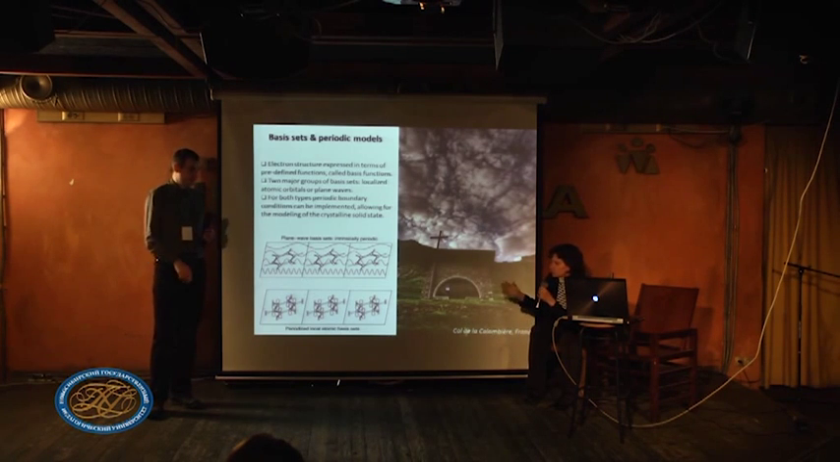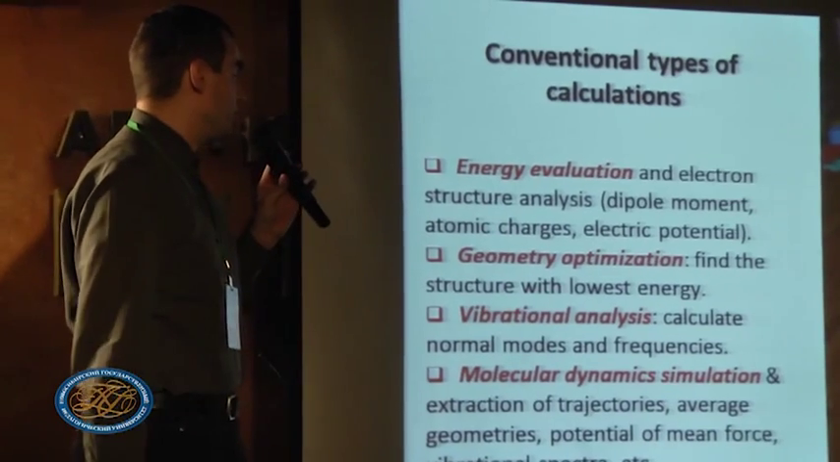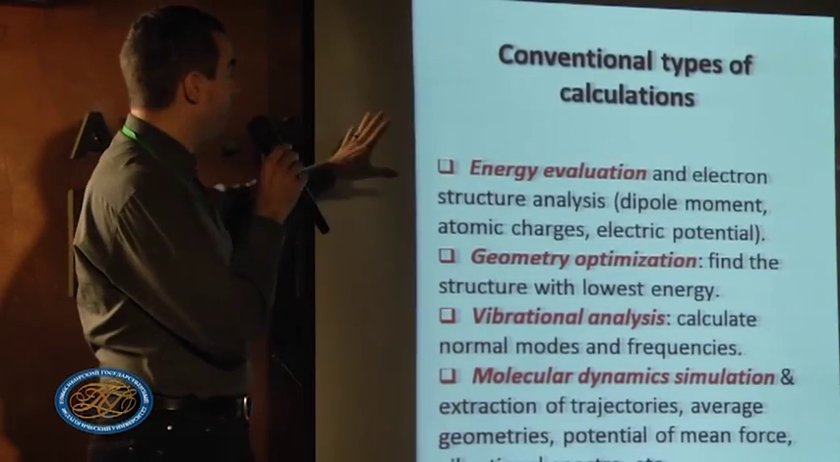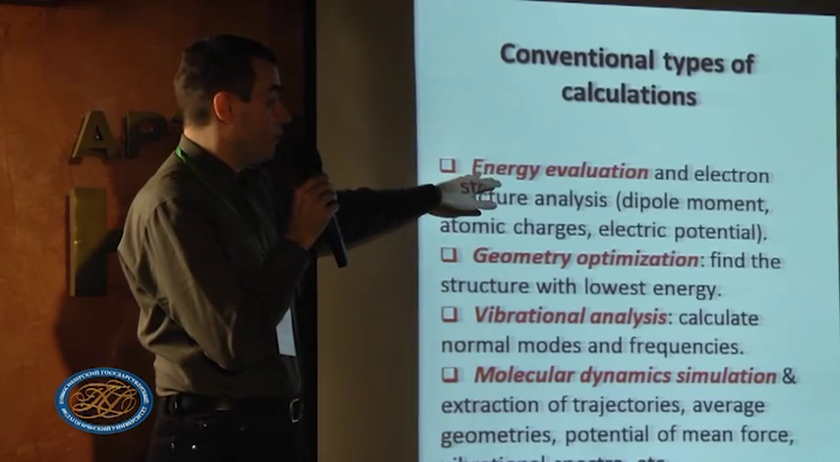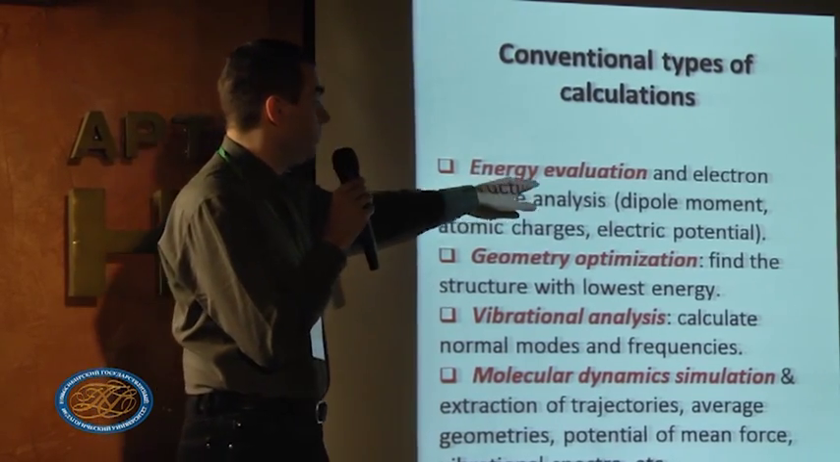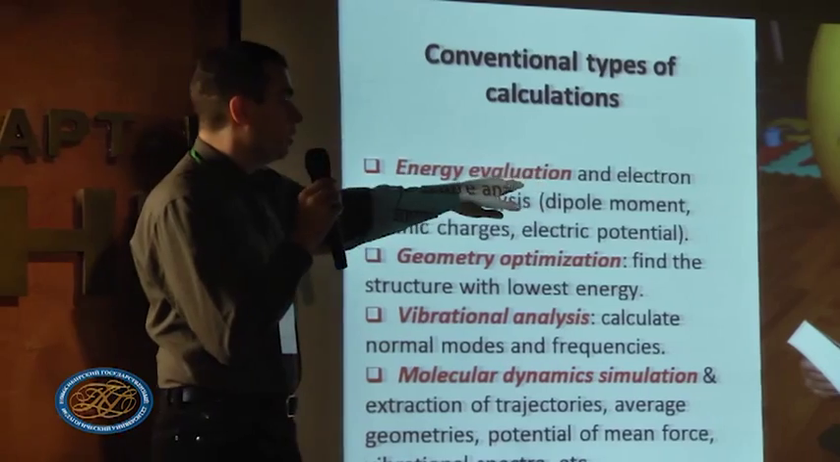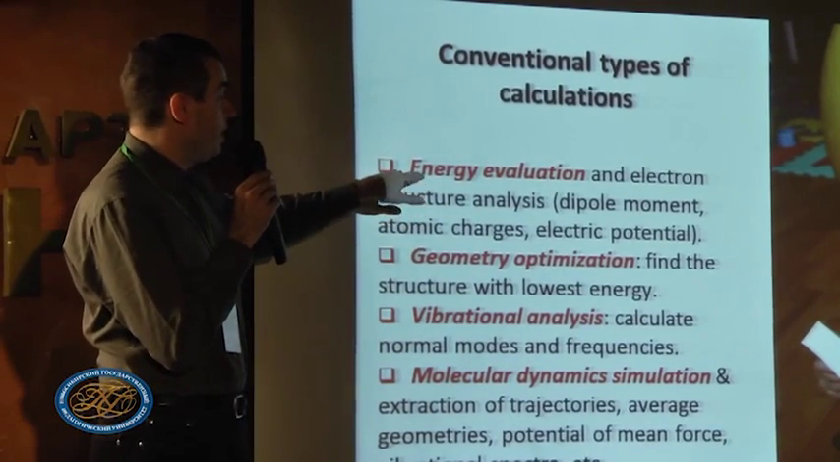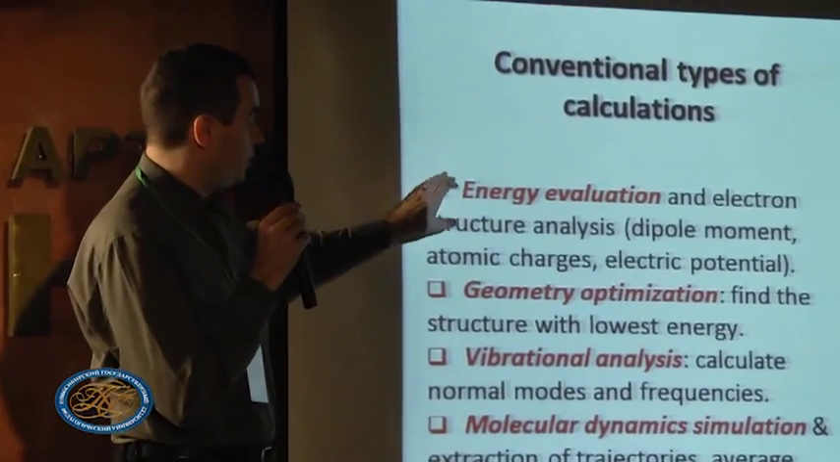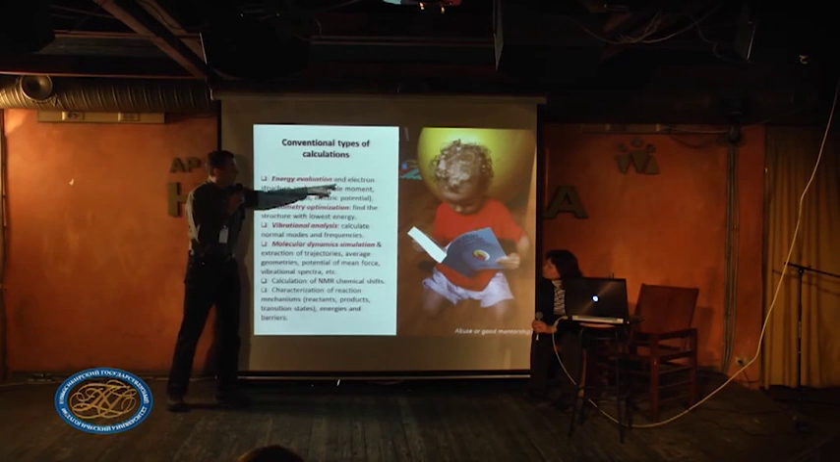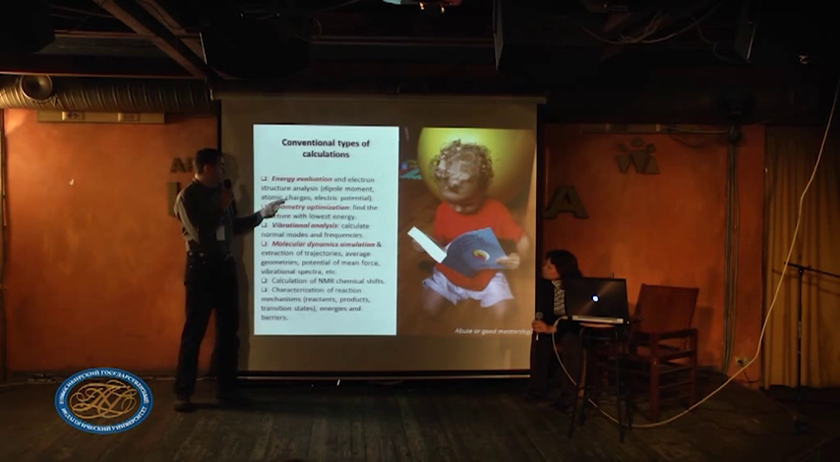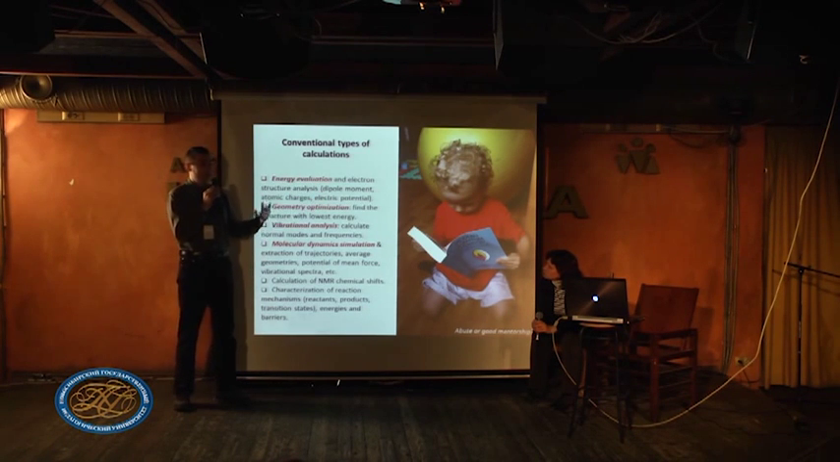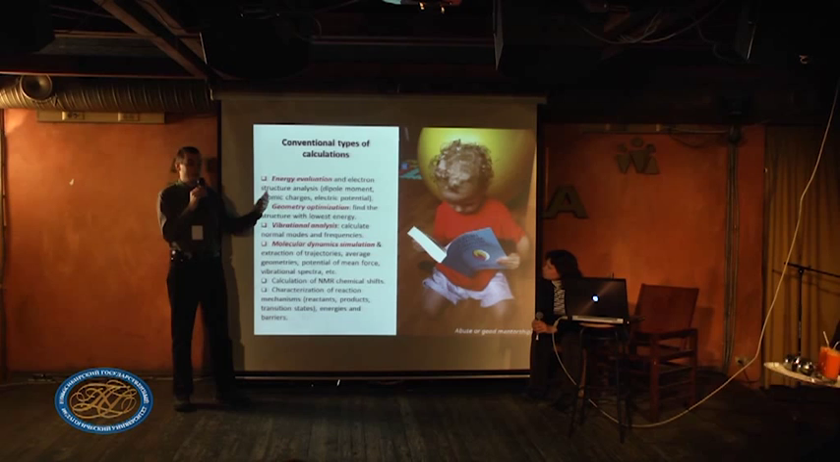Okay, just a few words on which are the basic computational protocols. The most fundamental one, which is always there, is the energy evaluation. When you solve the Schrödinger equation for the electron structure, the result is by definition the energy of the system and the electron structure of the system, which can be further analyzed. You can calculate dipole moments, atomic charges, potentials, and other observable quantities, which you can already compare with your experimental data.